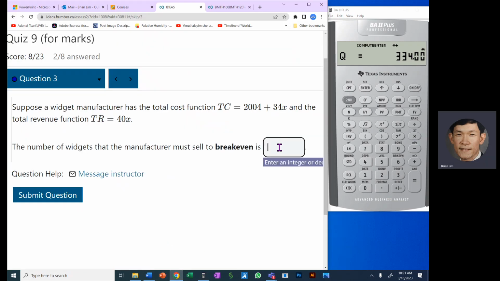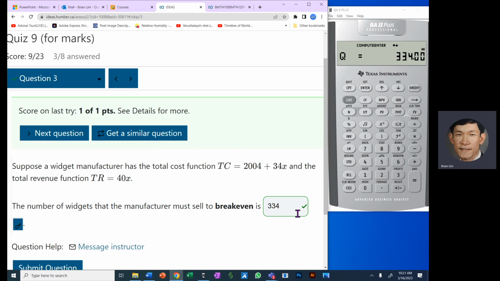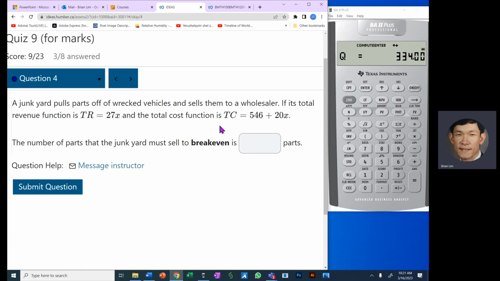So we go back in here and we enter the number 334. We click on submit the question, and it is correct. 1 out of 1. Green check mark, green border on the box. So it looks like all is well. Okay, so here we are given the expressions for the functions for the total cost and total revenue. All right, the next one is similar.